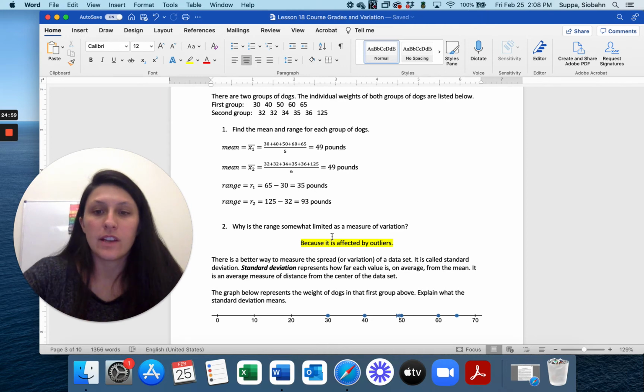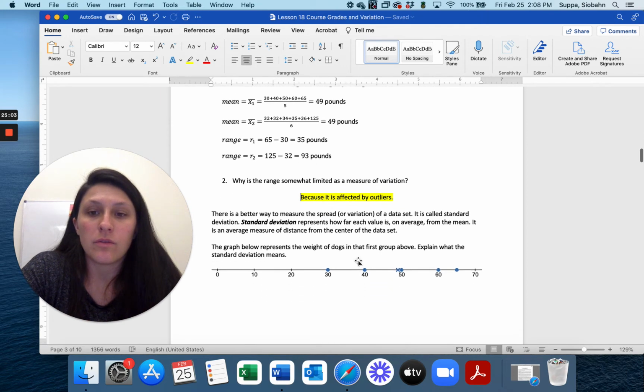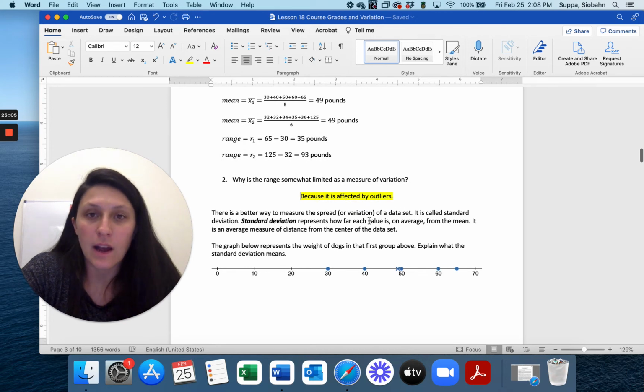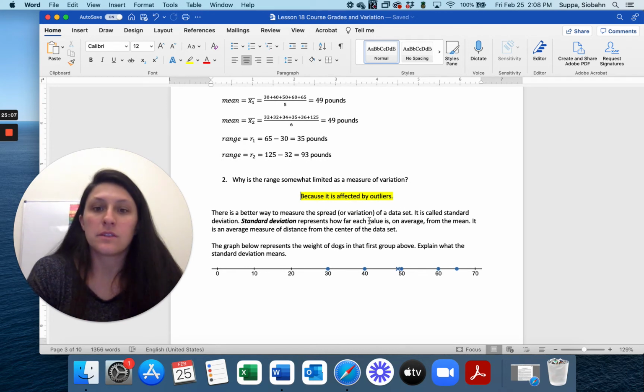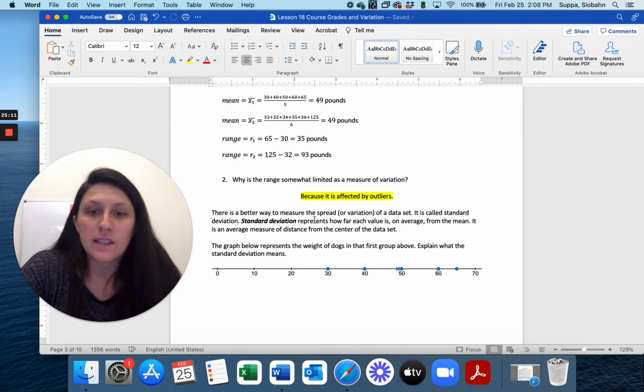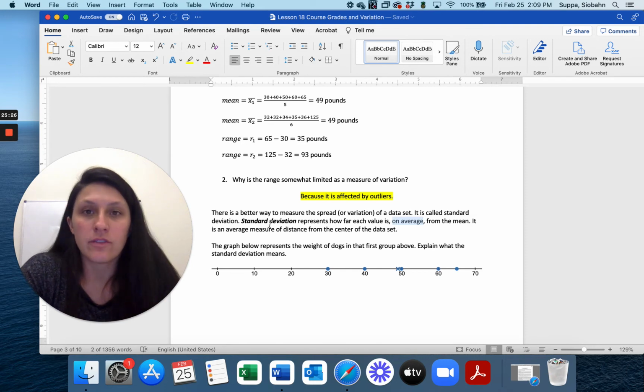So standard deviation is another way to measure variation. And the way that it's calculated is pretty complicated, I'm not going to lie to you. So it's going to look really complicated, what we're about to do. But conceptually, what it means is you are figuring out how far each value in your data set is from the center of itself on average. So in other words, the standard deviation is an average itself.